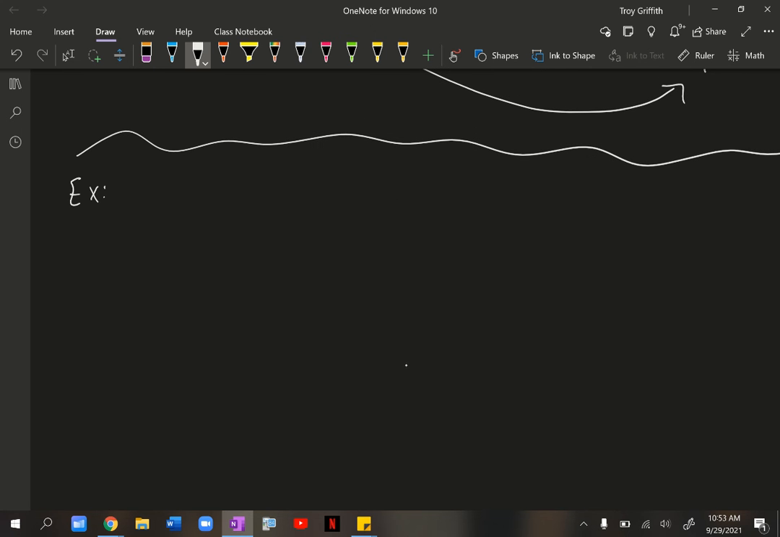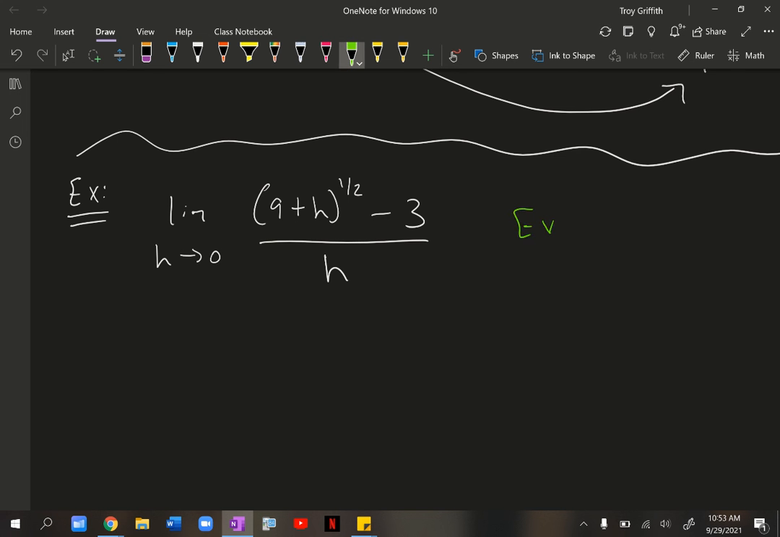So same idea here. Let's take a look and see if we can come up with something. Let's say we wanted to know the limit as h approaches 0 of 9 plus h to the 1/2 minus 3, divided by h. Okay, and once again, I'm going to say let's evaluate this. And again, I don't want you to get in the habit of thinking that every single limit you ever see is talking about a derivative.